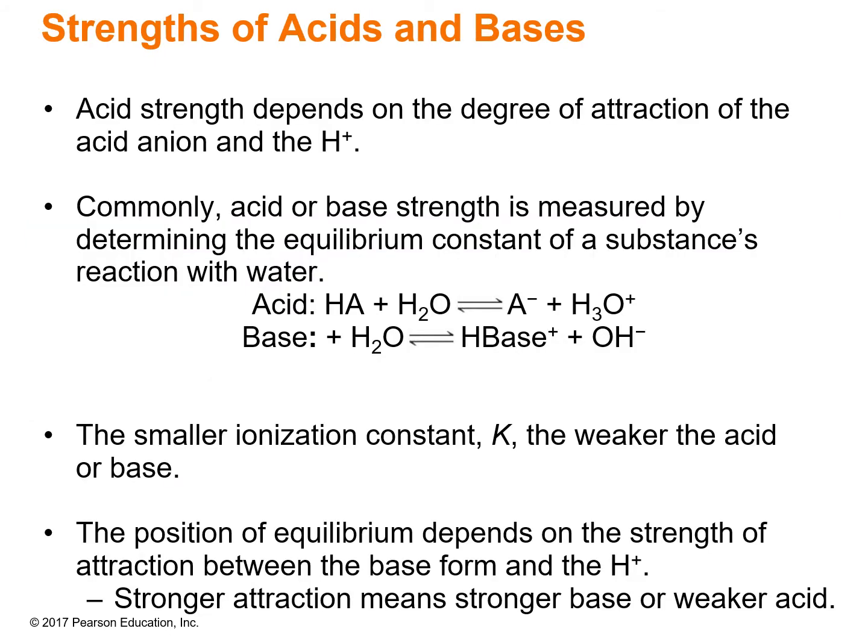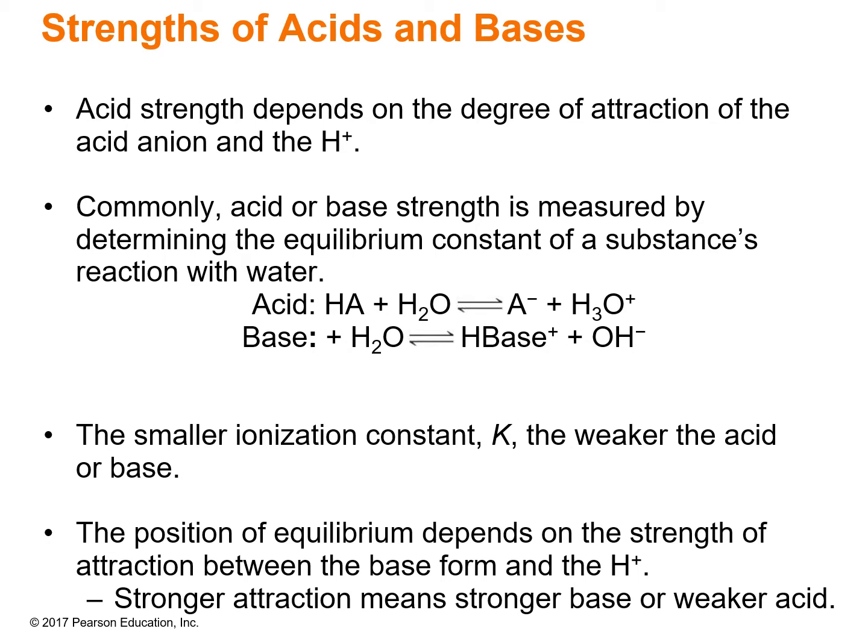If the strength of an acid or a base is dependent on their ionization, well, ionization has to do with the attraction between the anion and the hydrogen ion. In other words, if we have a very strong attraction between those species, then the compound is going to be less likely to ionize than if that attraction is weaker. Again, it all goes back to those interactions.